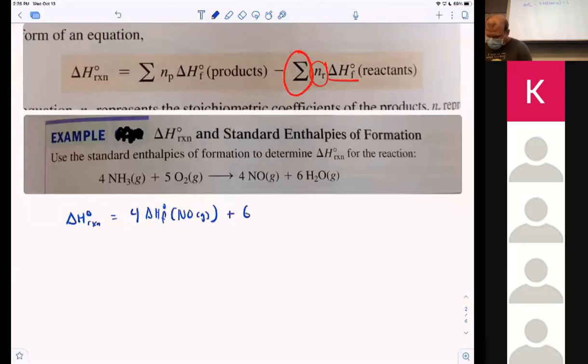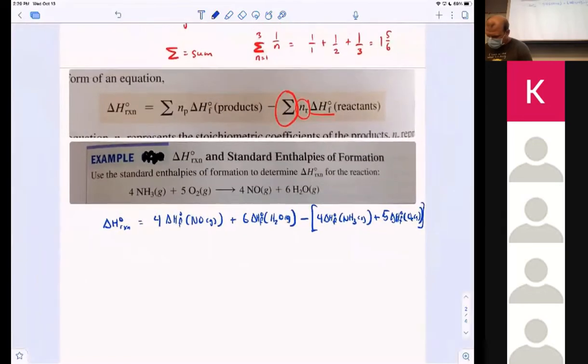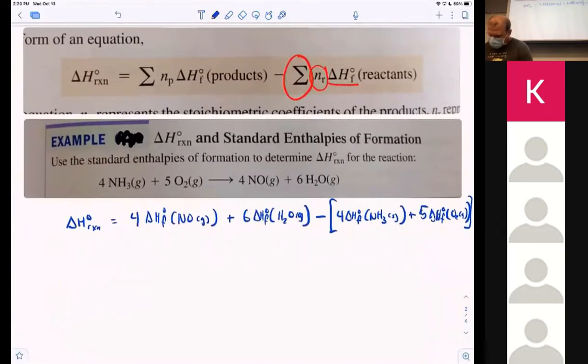plus 6 delta H0F of H2O gas, because liquid is different than vapor, minus the quantity 4 delta H0F of NH3 gas, plus 5 delta H0F of oxygen gas. Right, okay, there we go. Sorry, that one's a little ugly at the end.